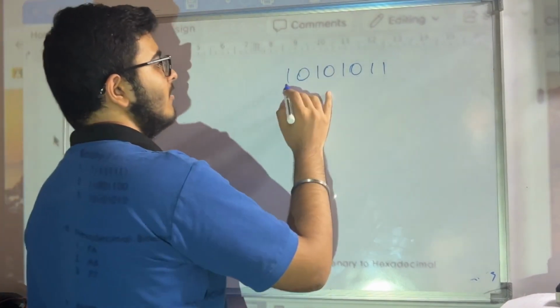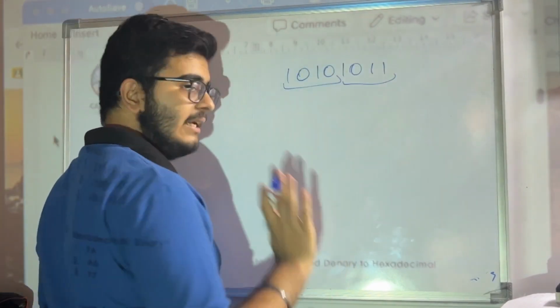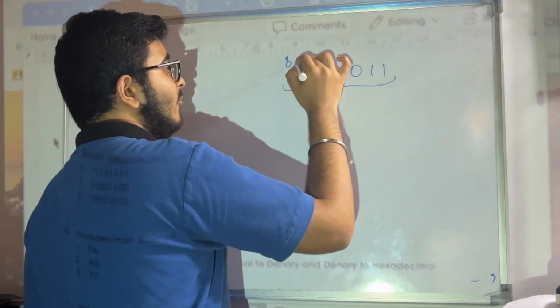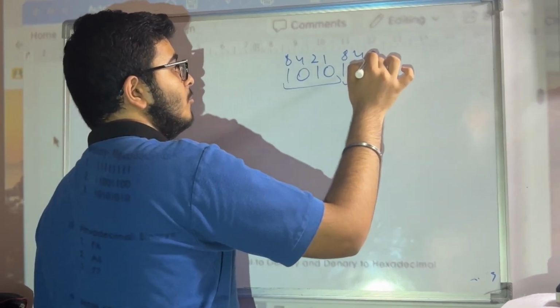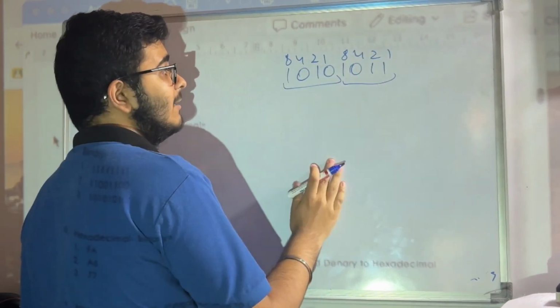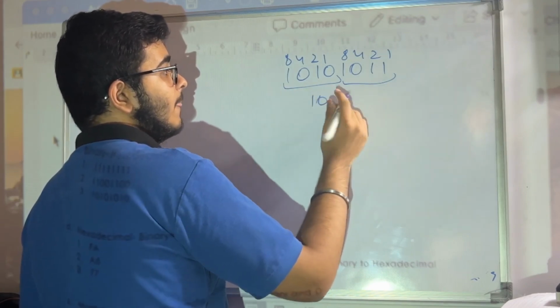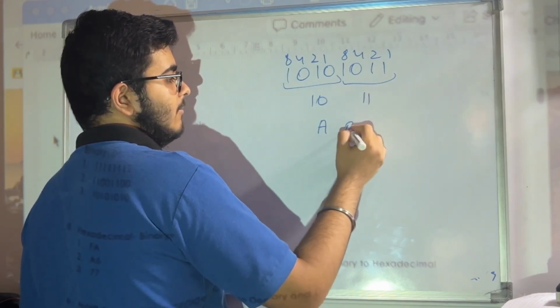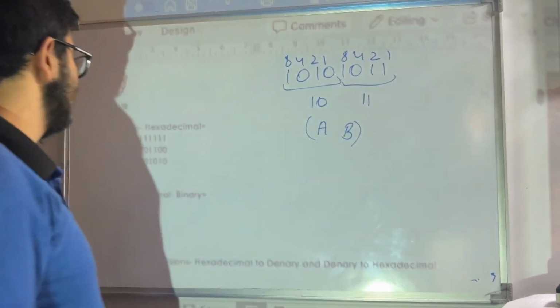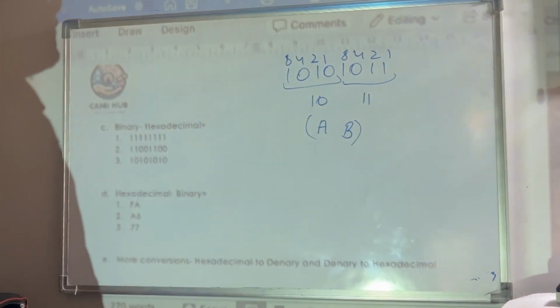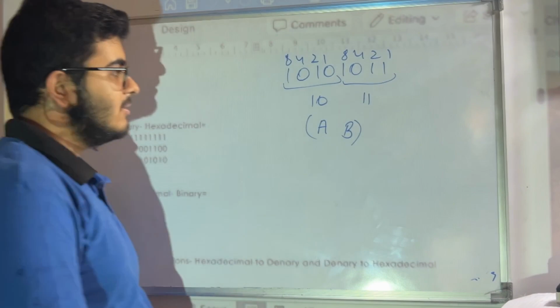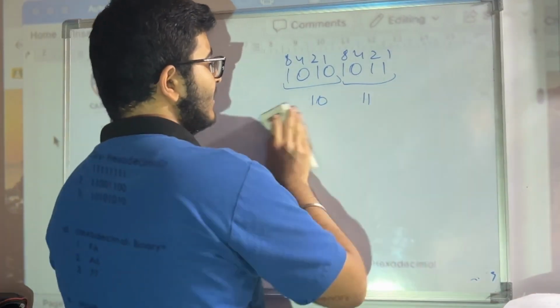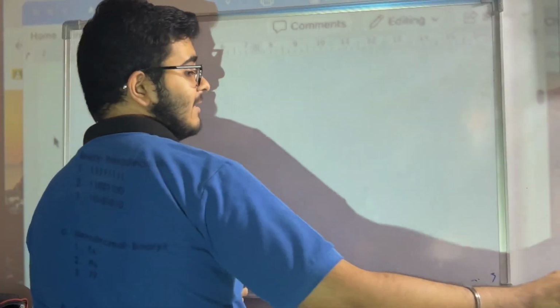Okay, so always we are going to divide into 4 bits when doing hexadecimal. 8421 8421. Wherever I have ones, I'm going to add them. 9, 10, 11. So A B is my answer. So that is a very easy method of converting binary to hexadecimal.